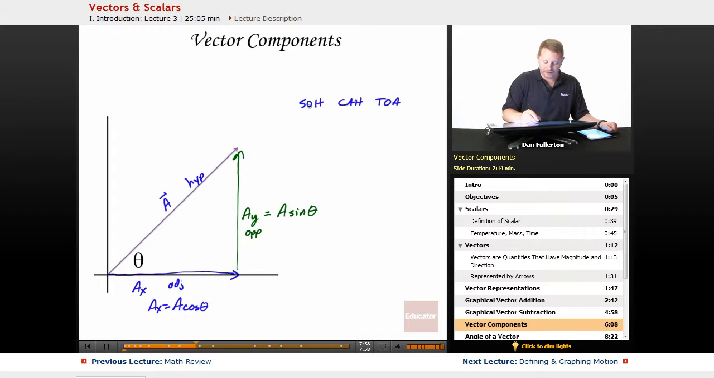Sine of theta equals the opposite side divided by the hypotenuse. Cosine of theta equals the adjacent side divided by the hypotenuse. And tangent of theta equals the opposite side divided by the adjacent. All we're doing is finding out what this opposite and this adjacent side happen to be. So we can break up this vector A into components AX and AY that are going to be much easier to deal with mathematically.